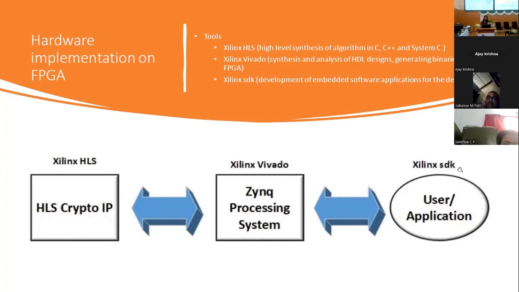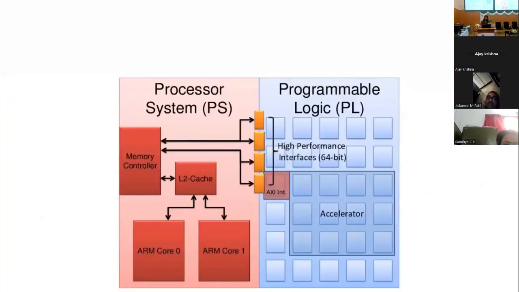Why am I using a third software? I have designed the hardware in Vivado, the second one. The third one is for giving the input to my IP or hardware, collecting the output and showing it to the user. That means interfacing to the hardware. Third one, interfacing my software to hardware. That's why we have this third one. And I will show.